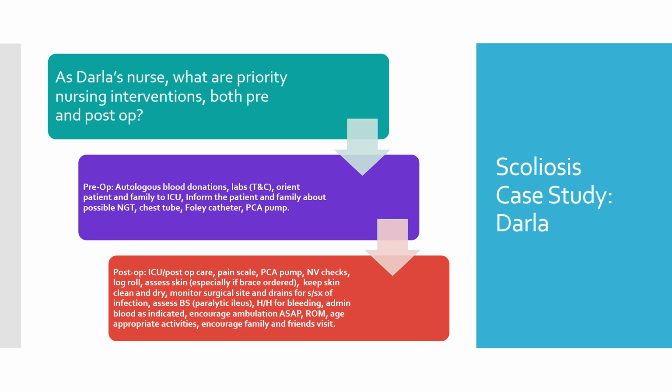Assess bowel sounds. With all of the anesthesia, she could have had an epidural anesthesia as well with her surgery, so we could end up with some bowel blockage, even a paralytic ileus. Monitor our H&H for bleeding. We're going to administer blood as indicated per hospital policy. Encourage ambulation ASAP, range of motion, age-appropriate activities, and encourage family and friends to visit, because yeah, she's a teenager, she's going to want to see her friends.